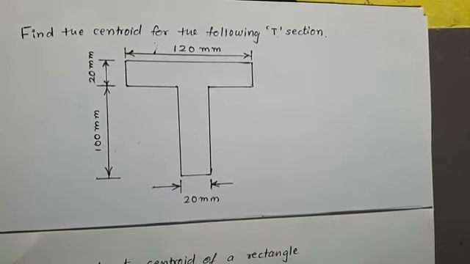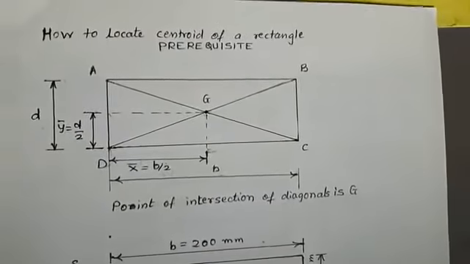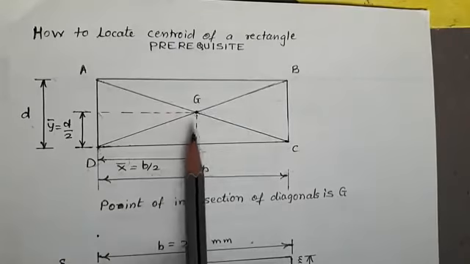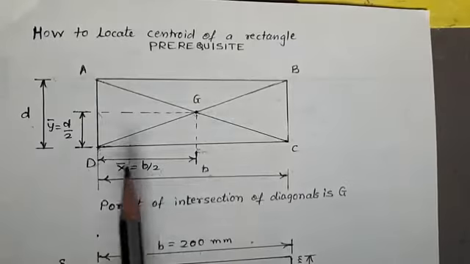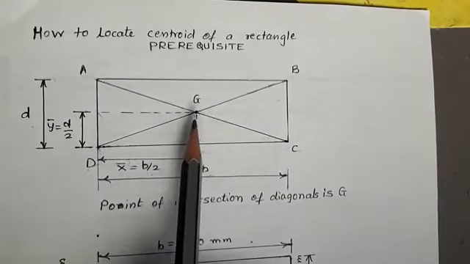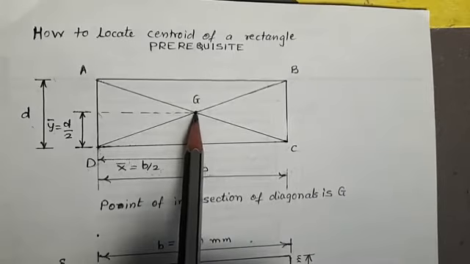Now to calculate the centroid of a T-section, we first need to know where the centroid of a rectangle comes, how we locate it. So how do we locate the centroid of a rectangle? Now this is a rectangle A, B, C, D. AC is the diagonal and BD is the other diagonal. When we draw the diagonals, the point of intersection G is the centroid.